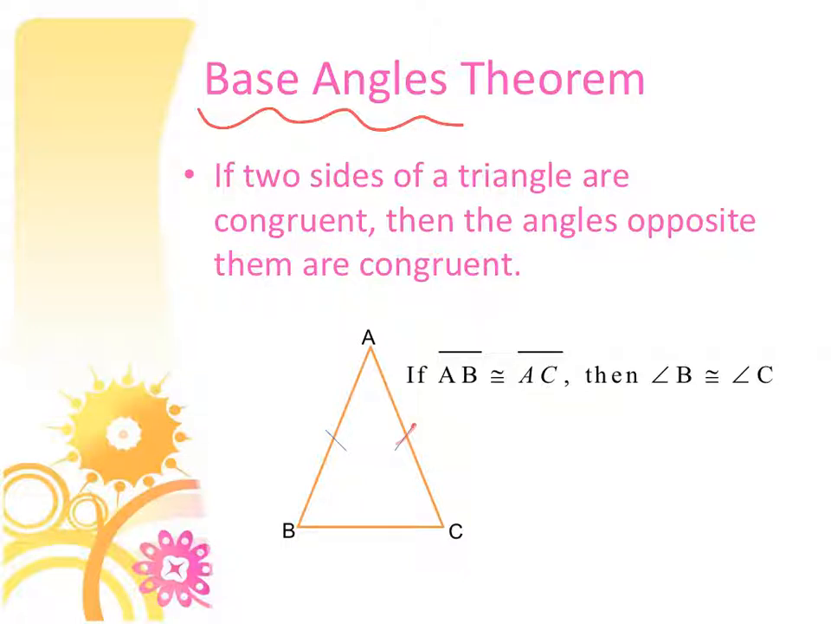So because these 2 sides are marked as congruent, the angles opposite them would also be congruent to each other. That's called the base angles theorem. For 8. Anybody still copying that down?